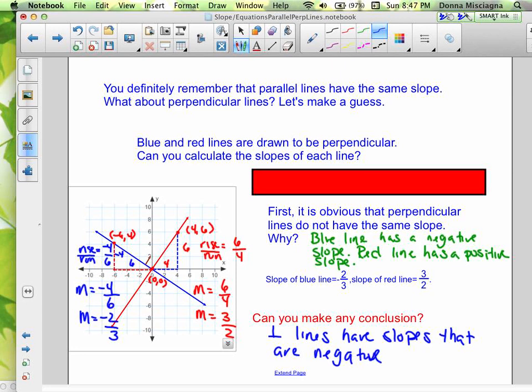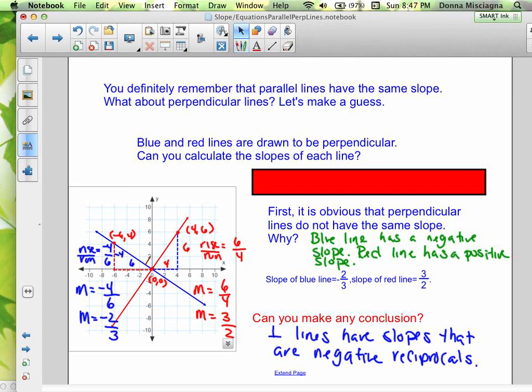So if you're asked to find the slope of a line that's perpendicular to another line, all you have to do is take the slope of the one, flip it, and change the sign, because perpendicular lines have slopes that are negative reciprocals.